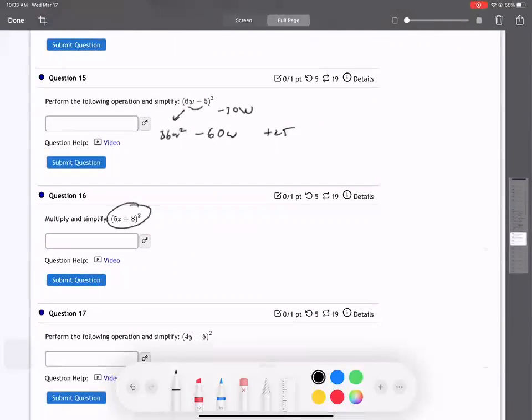We're squaring a binomial again. So 5z is 25z squared. In the back, 8 times 8 is 64. And we're going to double the middle. The middle is 8 times 5 is 40. 40 doubled is 80z. Okay, plus plus.